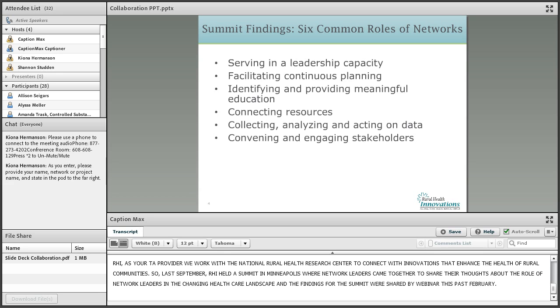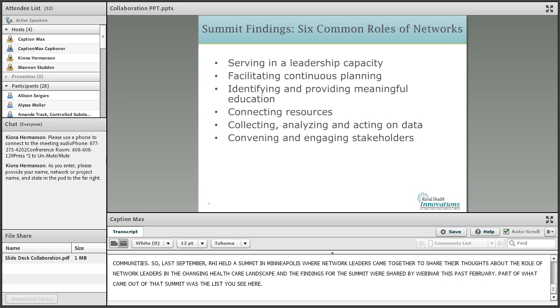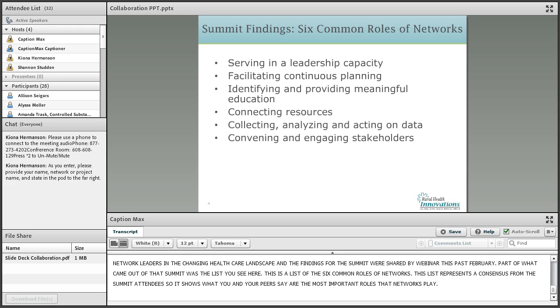This is a list of the 6 common roles of networks. This list represents a consensus from the summit attendees. So it shows what you and your peers say are the most important roles that networks play. If you attended the summit or if you participated in the webinar, this list may look familiar to you.